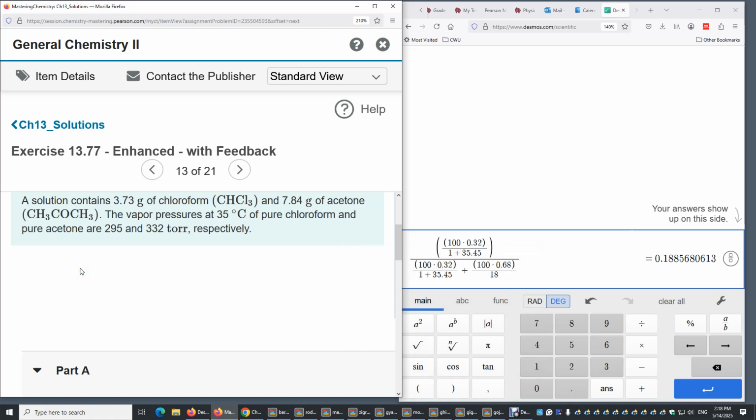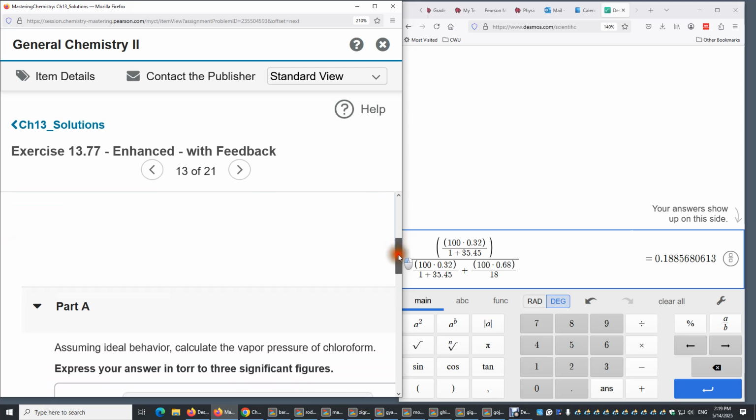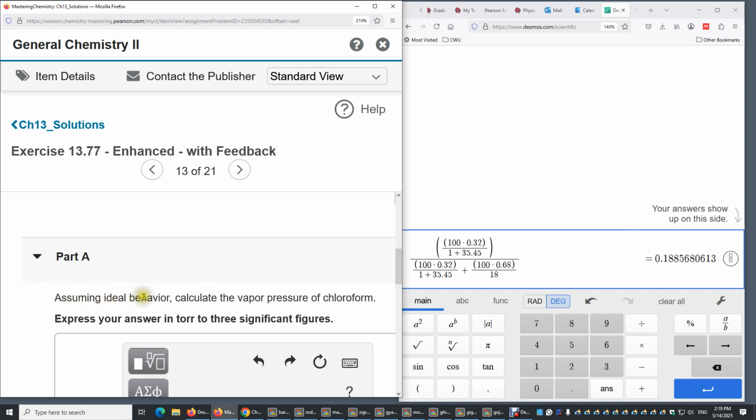Chapter 13 Solutions. Exercise 13.77. A solution contains 3.73 grams of chloroform and 7.84 grams of acetone. The vapor pressure at 35 degrees of pure chloroform and pure acetone are 295 and 332 torr respectively. Part A. Assuming ideal behavior, calculate the vapor pressure of chloroform.